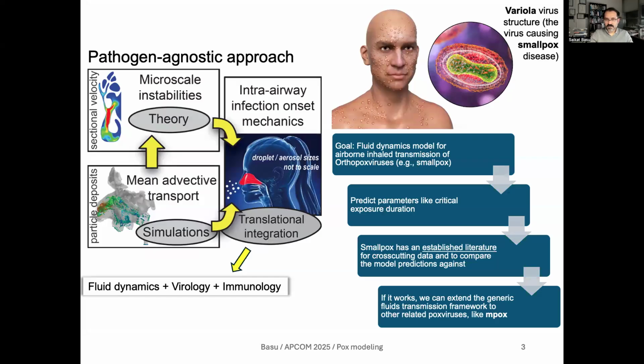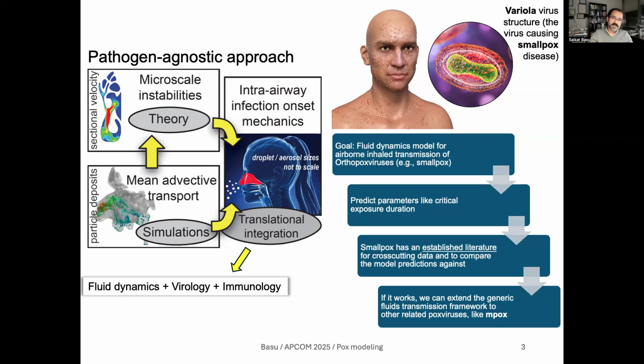The model that I'm going to describe is fundamentally pathogen agnostic in nature. So in CT-derived anatomical airway geometries, we are simulating breathing, we are simulating particle transport. These are particles that could be thought of as aerosols and microdroplets that carry pathogens into our airway. And then we are connecting the fluid dynamics outcomes with data from other disciplines like virology and immunology to quantify different metrics related to infection transmission.